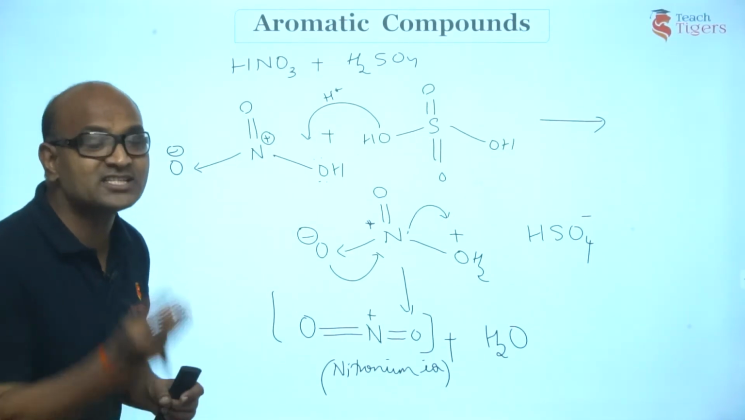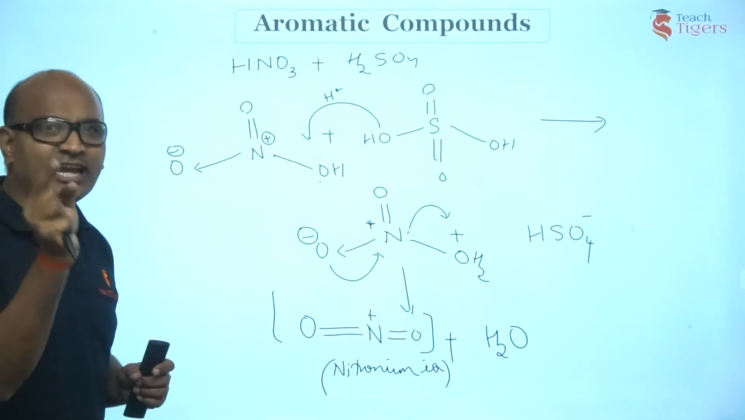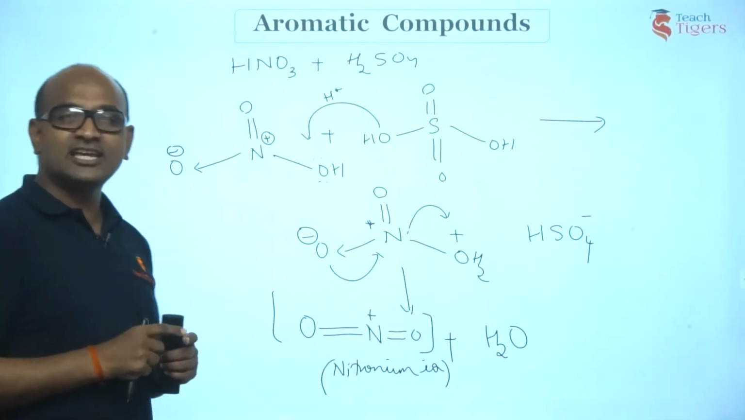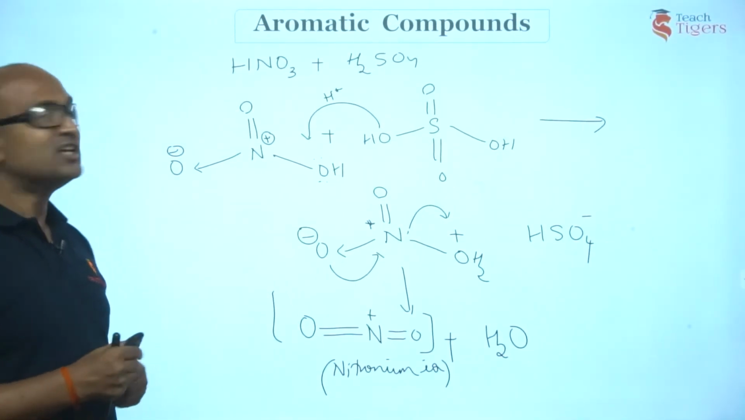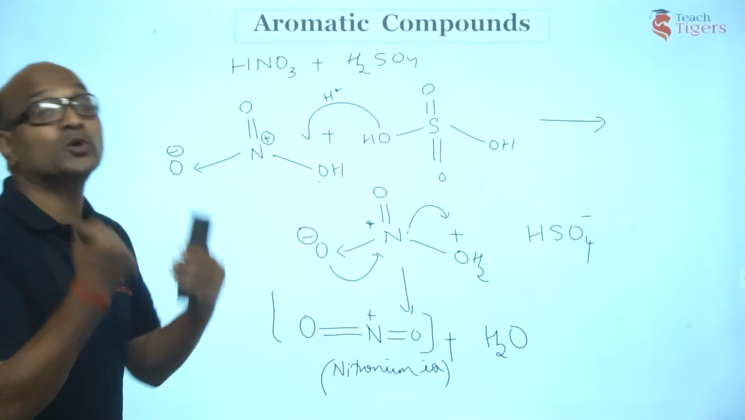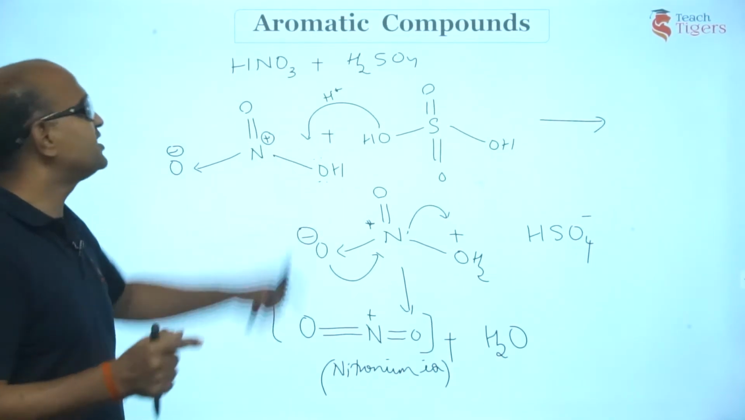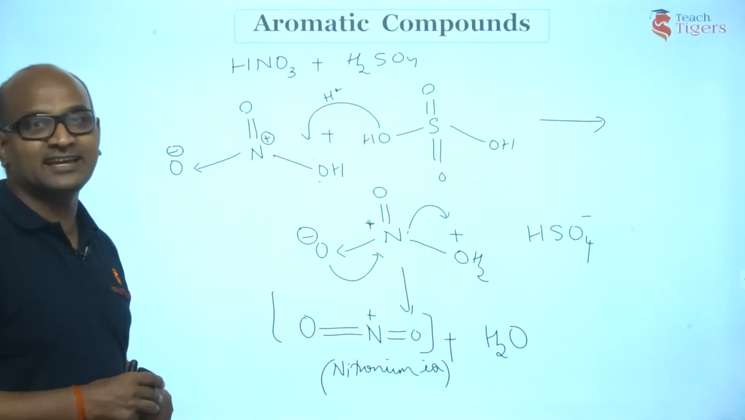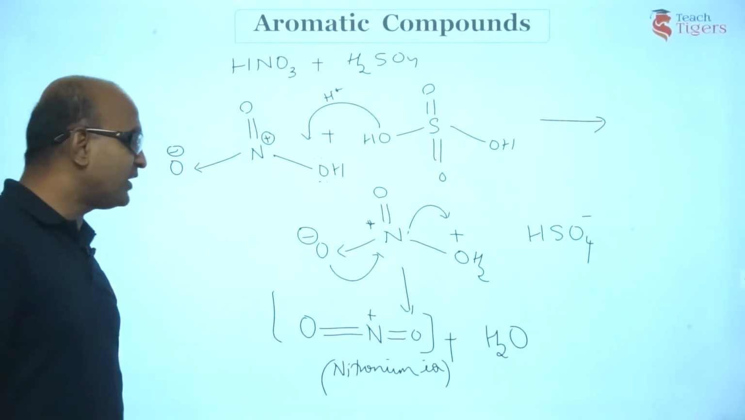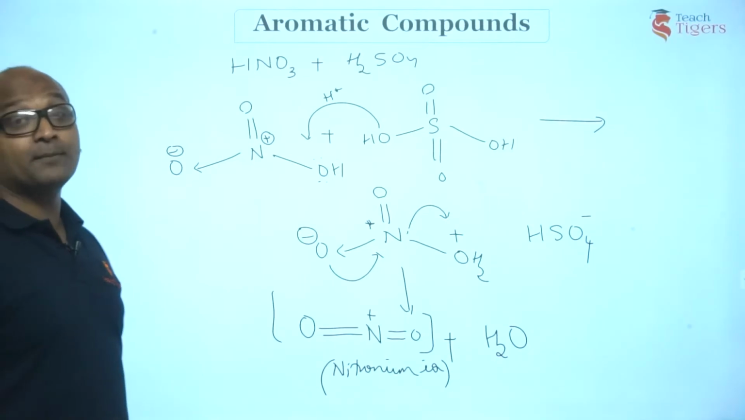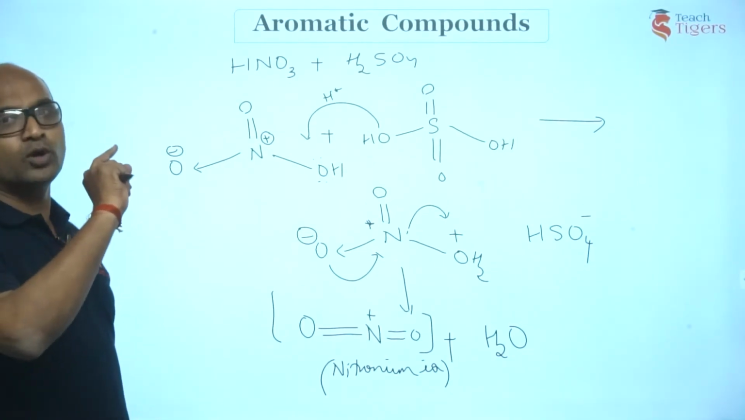What is a Bronsted base? Proton acceptor. Did I tell you about acid bases in the GOC? Yes. So, here it is accepting a proton. Proton acceptor is called Bronsted base. So, HNO3 is acting as a base here. Am I right? What is the electrophile generated here? Nitronium ion. And one word of caution here.